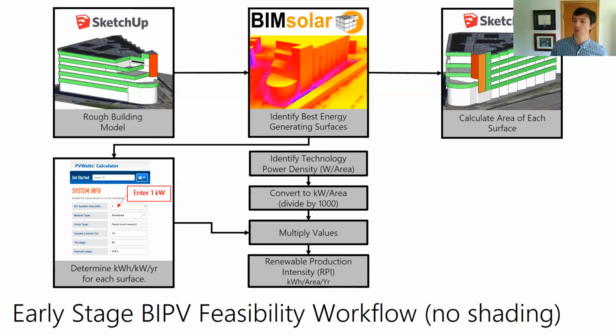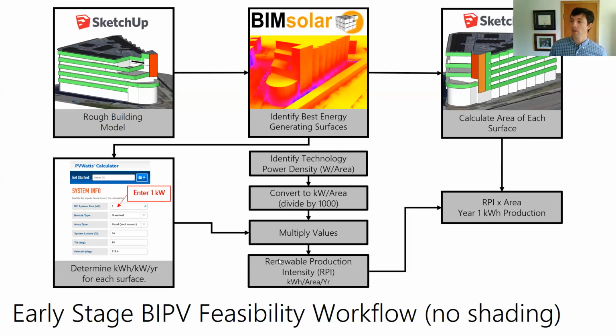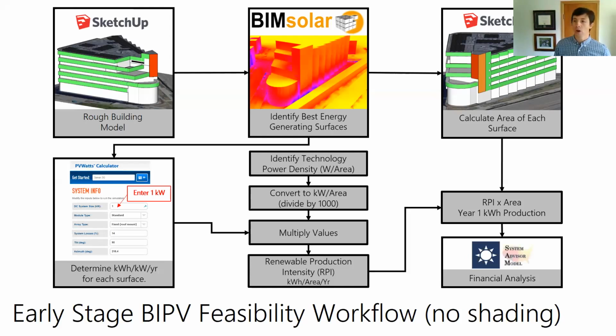And so we have a value for each surface, so we can really see how valuable each surface is from a kilowatt hour perspective based on area. And we simply multiply it by the areas that we've calculated from our CAD model to get our year one production. And then that year one production goes into a financial tool, typically something like System Advisor Model from NREL or similar programs that are out there, and you do financial analysis from there. The key there is that we're entering the incremental cost of the solar solution for a BIPV system.